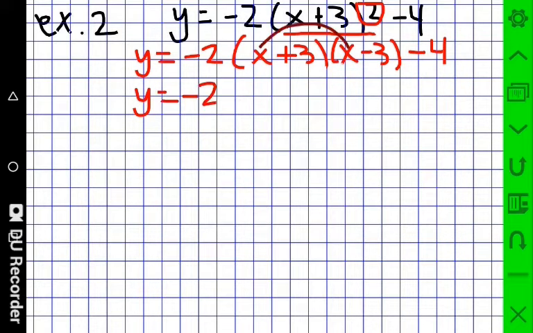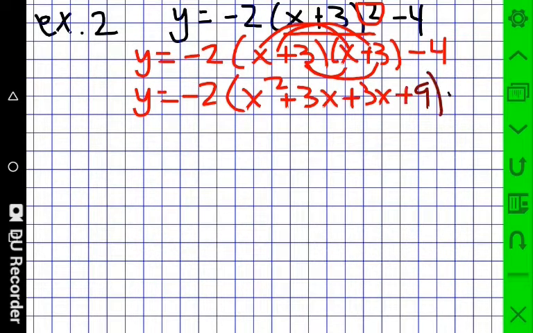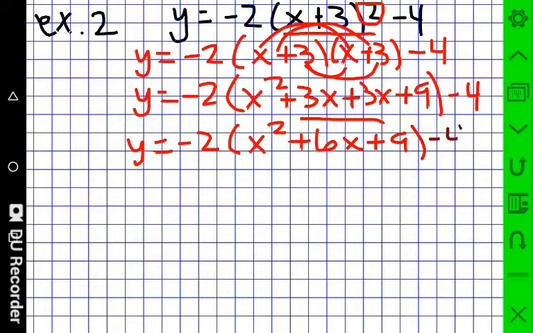I'm going to FOIL the inside. So I go x squared, plus 3x. This is a plus 3x. And this is a plus 9. And I still have the -4 out there. I'm going to combine like terms. So I have -2, I have x squared plus 6x plus 9, and I have the -4 out at the end. Now I'm going to go ahead and I'm going to distribute in.